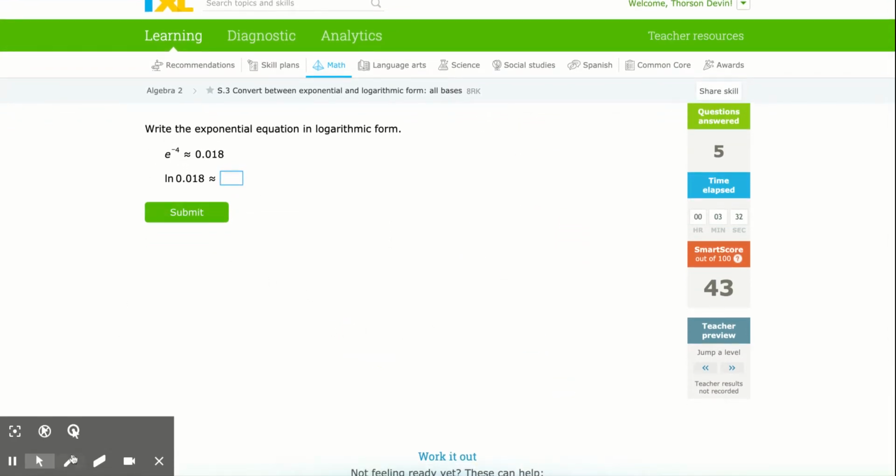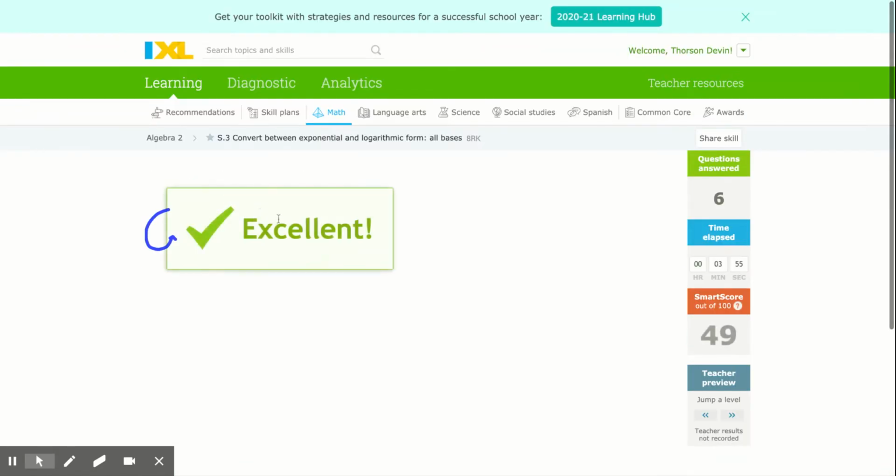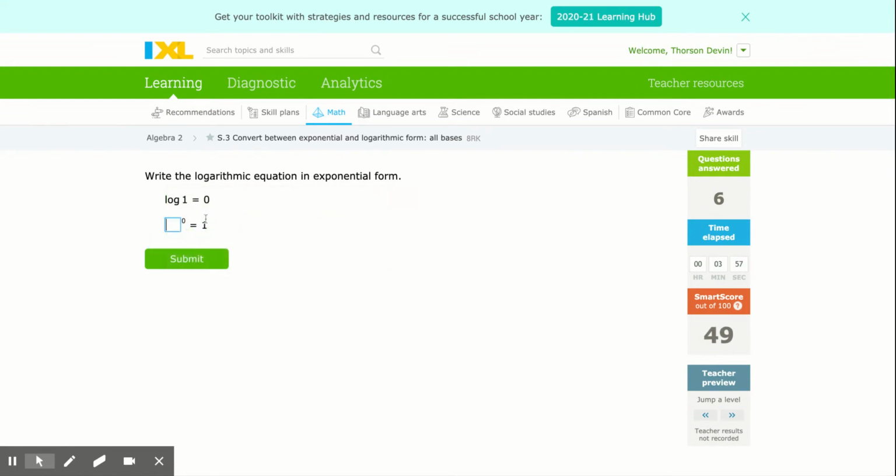Here's one that's the natural logarithm. Again, e is my base. That's why I don't see a little e there, because it's just ln. The outcome of 0.018 is what I'm taking the log of, and that should equal whatever the exponent is. So that would be -4.